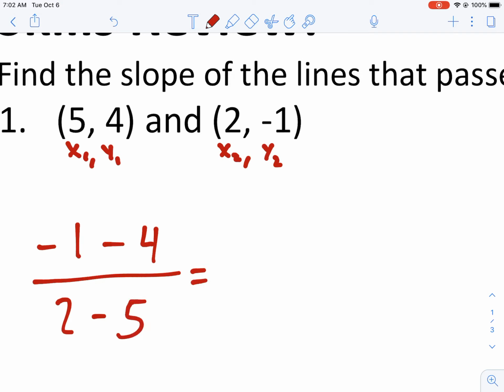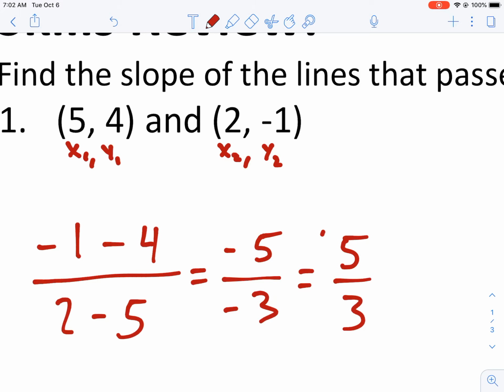And then we just need to figure out, what does this equal? So negative 1 minus 4, that's negative 5. 2 minus 5, that's negative 3. And so we want to leave slope as a fraction, all right? So we're not going to do anything with these numbers since 5 over 3 can't be simplified. But two negative signs, we do know that negative divided by a negative turns into a positive. So our slope here will be 5/3.